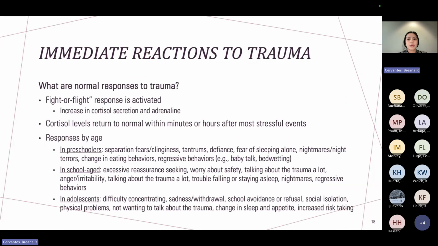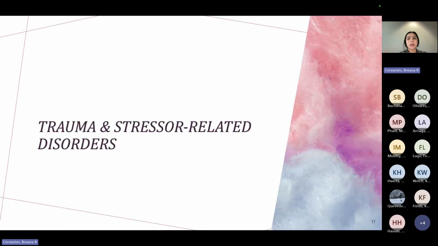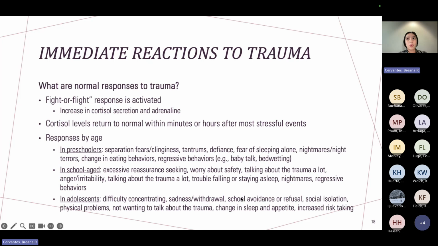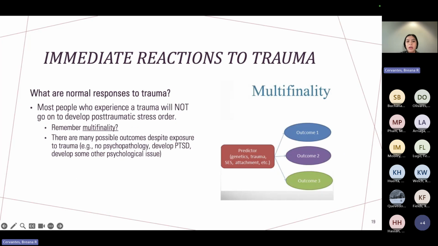Where we ended was we had already started to talk about trauma and stressor related disorders broadly. We started by talking about what some normative reactions are in response to acute stress. So anytime there's a perceived trauma or stressor in the environment, what's the normal response that our body goes through? We talked about that.